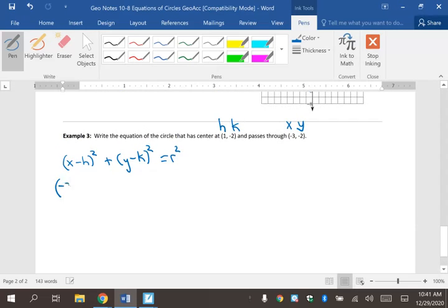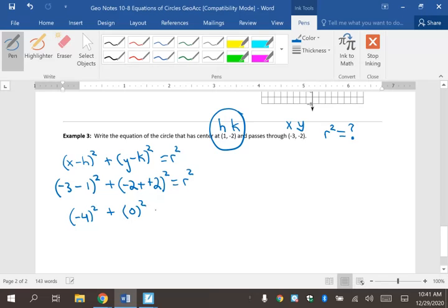So we have x, which is -3, minus h, which is 1, quantity squared, plus y, which is negative 2, minus k, which is negative 2, equals r squared. We don't know what r squared is. We're going to figure that out. But we do know (h, k). So we have negative 3 minus 1 is negative 4, quantity squared, plus negative 2 minus a negative 2 is 0, equals r squared. So a negative 4 times negative 4 is 16. 16 plus 0 is just 16. So now we know what r squared is. We don't need to know that r is the square root of 16, which is 4.